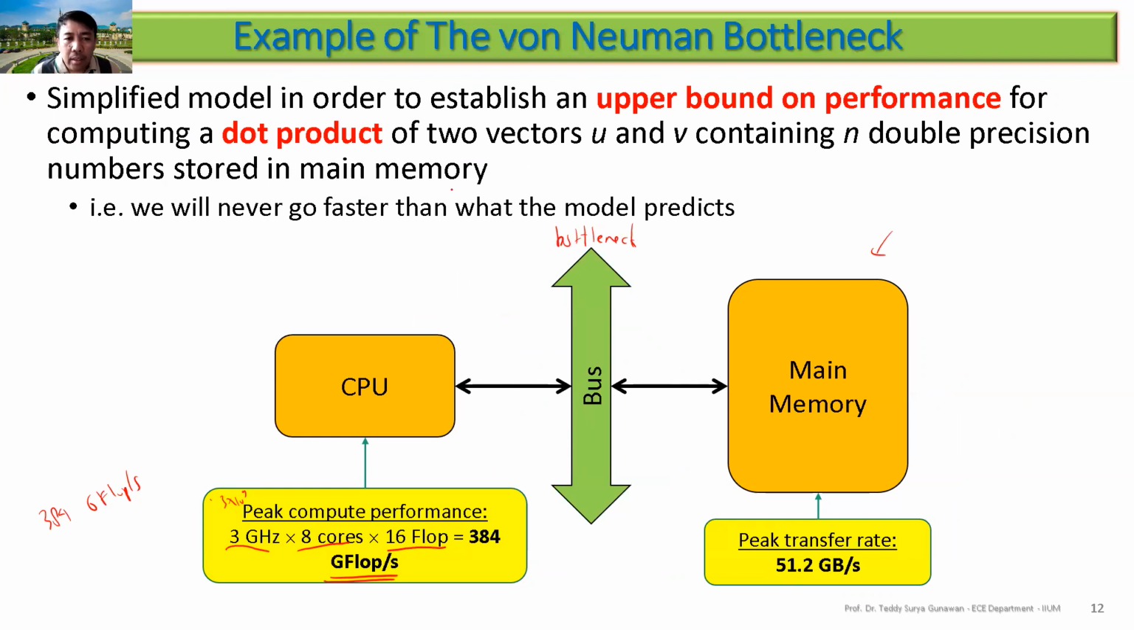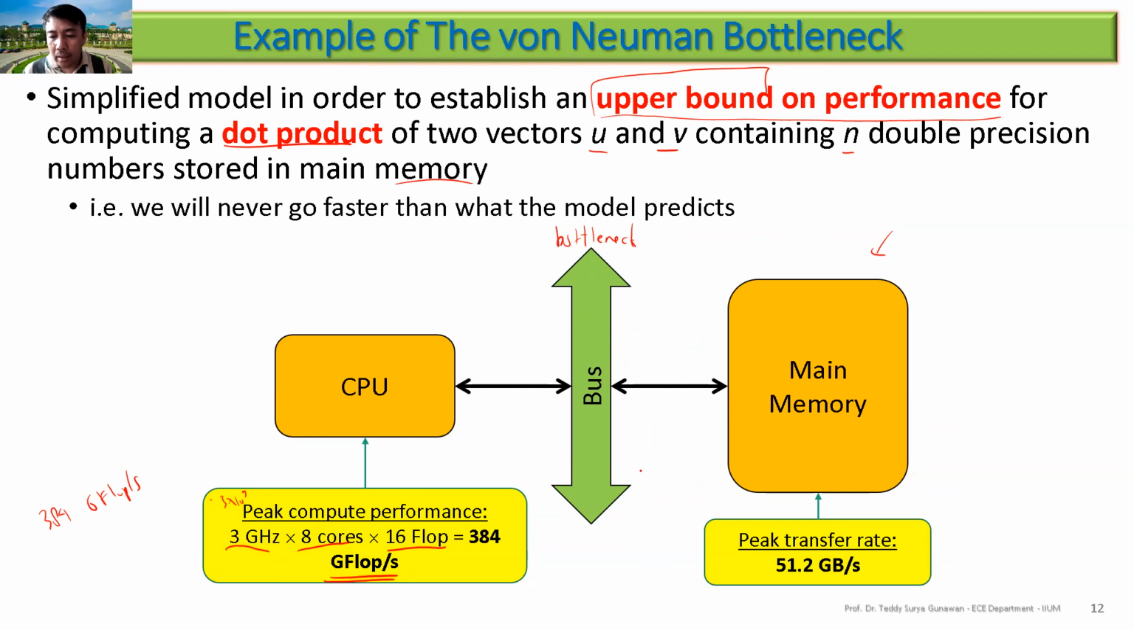Let's see a simplified model in order to establish an upper bound on performance. What would be the maximum performance, meaning we cannot go beyond this? Computing a dot product is just the multiplication of two vectors, u and v, containing n double precision numbers stored in main memory. Because this is an upper bound, we will never go faster than what the model predicts.